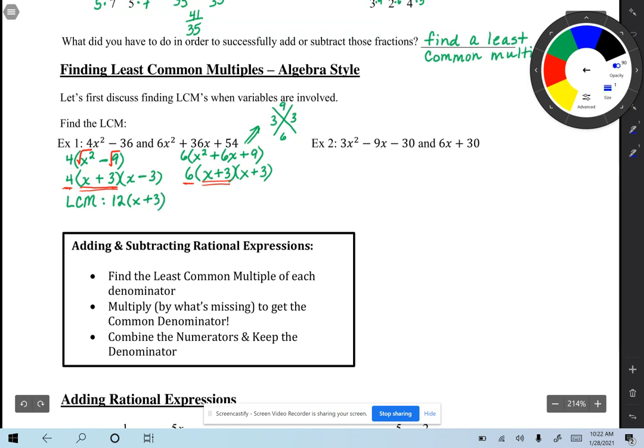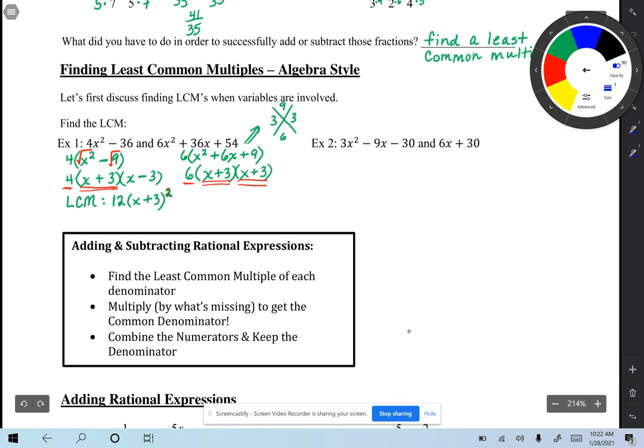Oh, I'm sorry. It appears twice here. I didn't even see it here. So 2 is bigger than 1. So for x plus 3, you could write it out as x plus 3 times x plus 3, or you could just put x plus 3 squared.